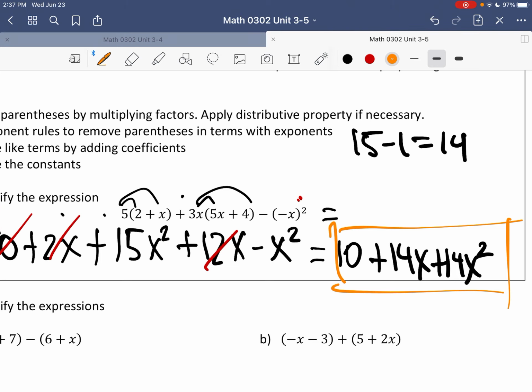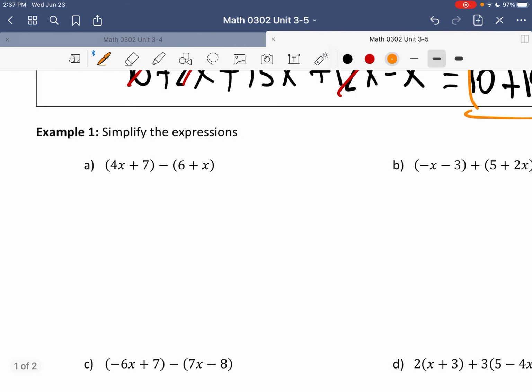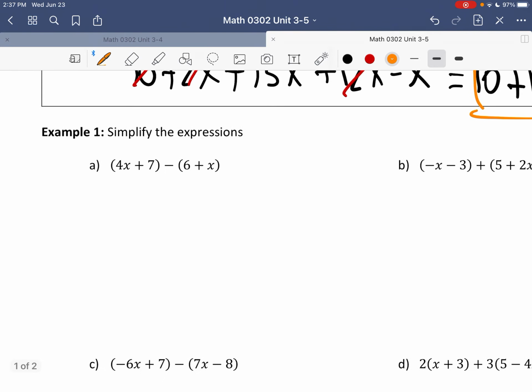Okay, let's take a look at another example. Here we go. Example 1, part A. Simplify the expressions. And so over here in part A, we don't need to use any distributive property here because we don't have any terms or numbers, so to speak, in front of the parentheses. So what we could do here on the first part is drop the parentheses. Then on the second part, I was mistaken.